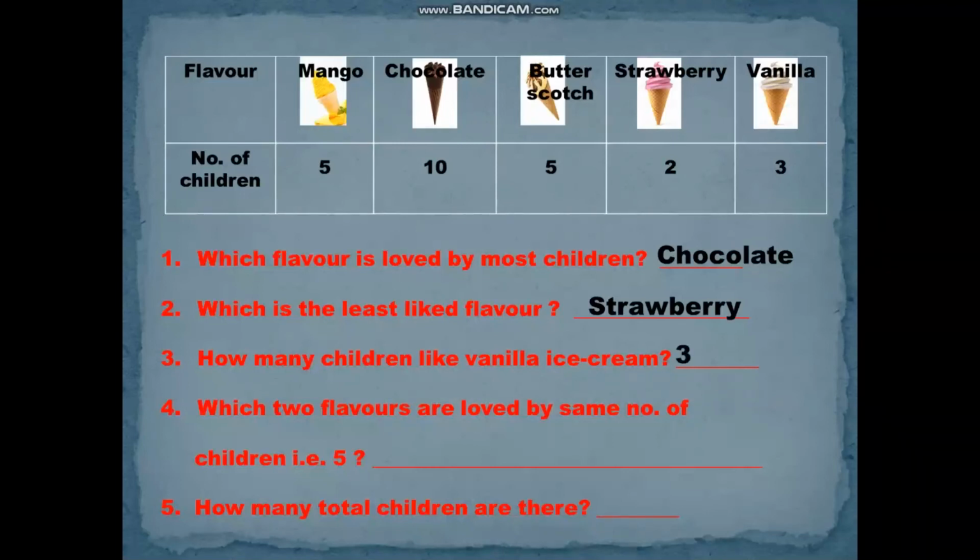Okay. Now next question, which 2 flavors are loved by the same number of children, that is 5? If we look at the table, 5 appears 2 times, one with mango and the other with butterscotch. So these are the 2 flavors, mango and butterscotch, which are loved by 5 children. Okay, and then how many total children are there? From the table we can make out 5 plus 10 plus 5 plus 2 plus 3, and the answer comes out to be 25.